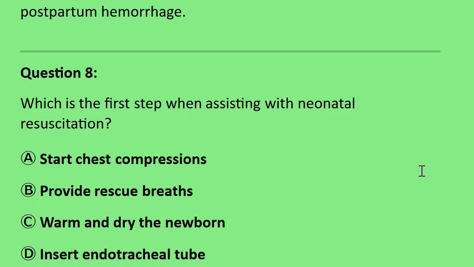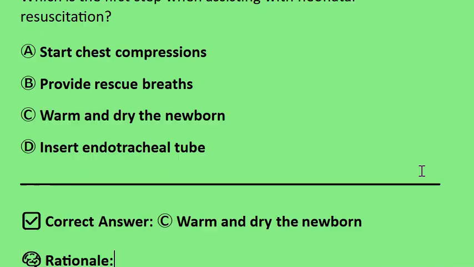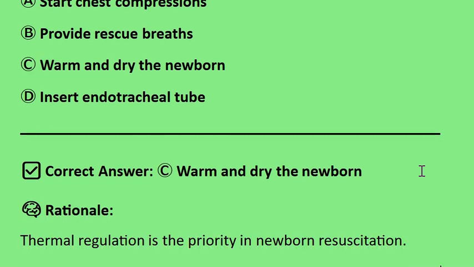Question number 8. Which is the first step when assisting with a neonatal resuscitation? Pause the video for 5 to 10 seconds, read each option, select your best choice, and then compare the best choice with the correct answer which we will give to you. In this situation, the correct answer is option C, warm and dry the newborn. The rationale is thermal regulation is the priority in newborn resuscitation.